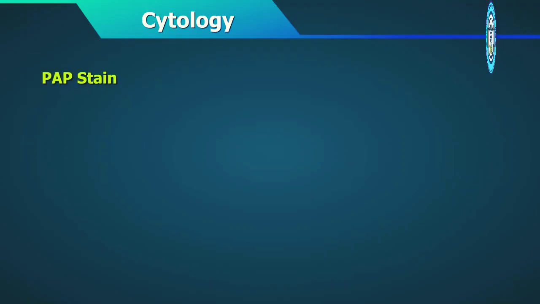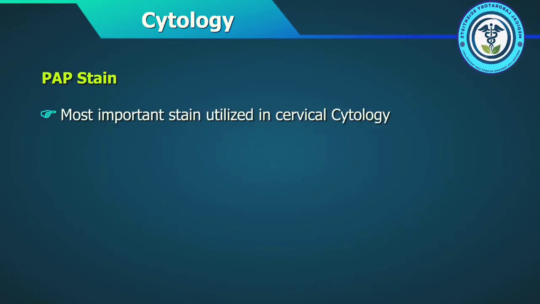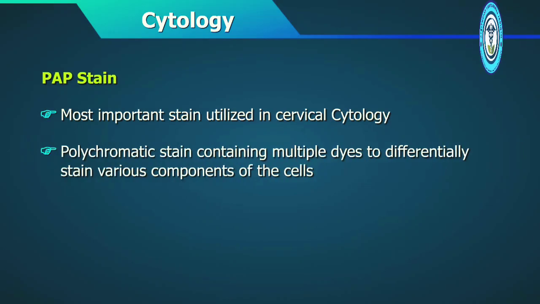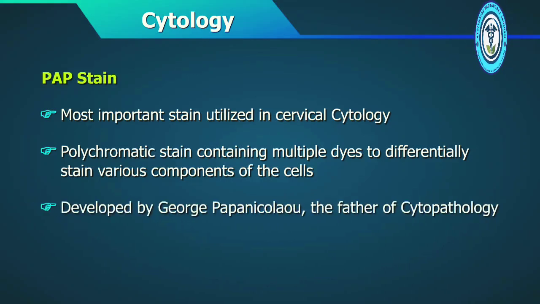Pap stain. Papanicolaou stain or Pap stain is the most important stain utilized in cervical cytology. It is a polychromatic stain containing multiple dyes to differentially stain various components of the cells. This technique was developed by George Papanicolaou, the father of cytopathology.